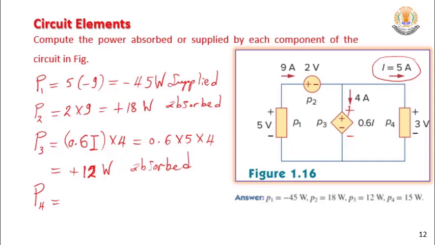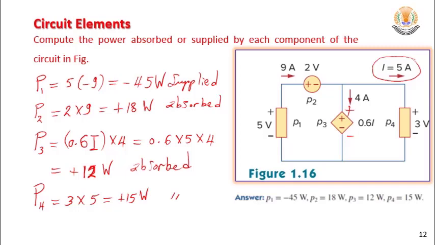B4, look to the current. The current here enters the plus. So the power will be positive or negative? So here you will have voltage is 3 times 5. You will get plus 15 watts absorbed.